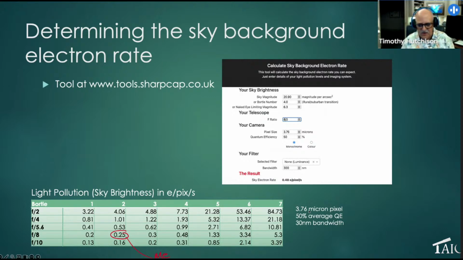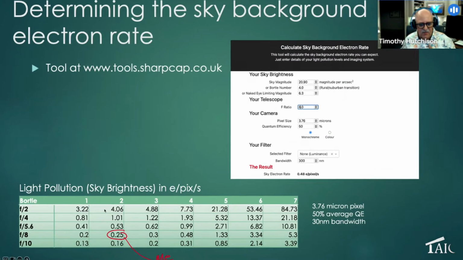And I took a 50% QE average across the entire 300 nanometers for luminance. It may be higher, maybe lower for your camera. This is just an example. We don't have to get into the gnat's eyelash of what the values are, but it gives us a nifty idea of the number of electrons per pixel per second that we should see in sky brightness.